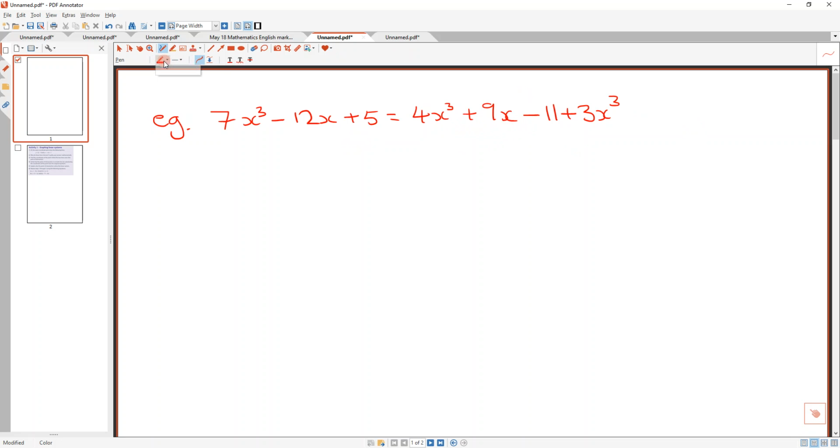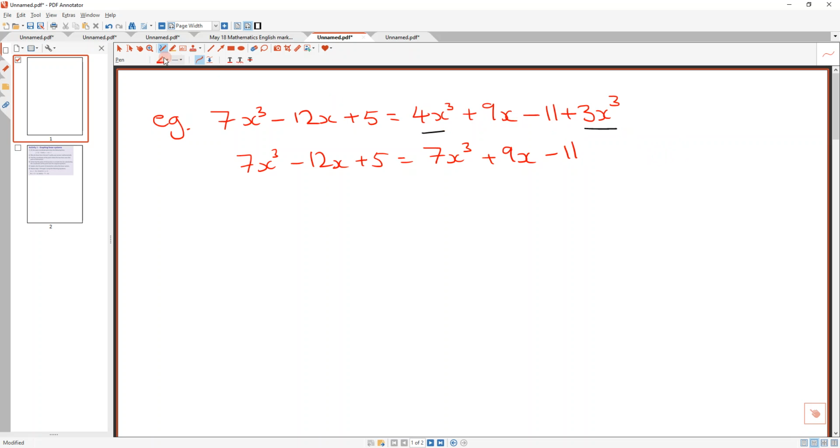There's always something I want to try and do before I collect. Okay. Maya, tell us. You have to collect like terms. Okay. Specifically. So the 4x and the 3x here. Okay. So this side says the same. 7x cubed minus 12x plus 5 equals 4x cubed plus 3x cubed, 7x cubed. Good. Plus 9x minus 11.